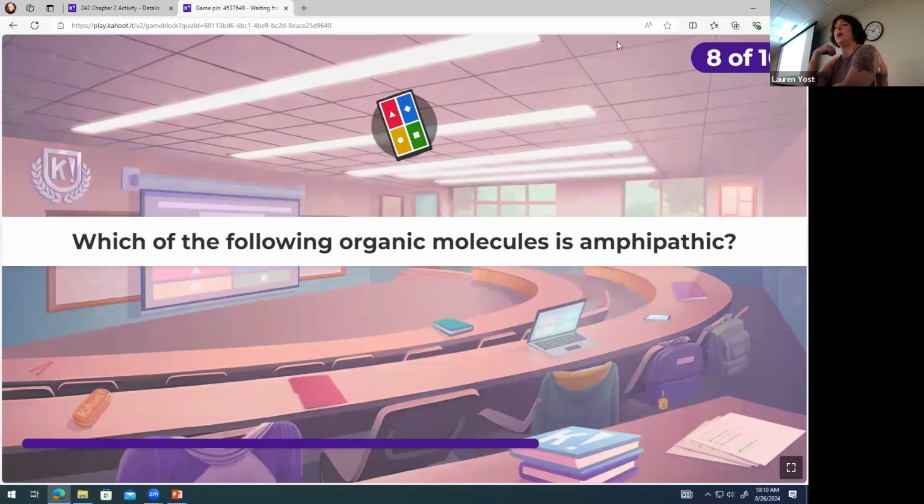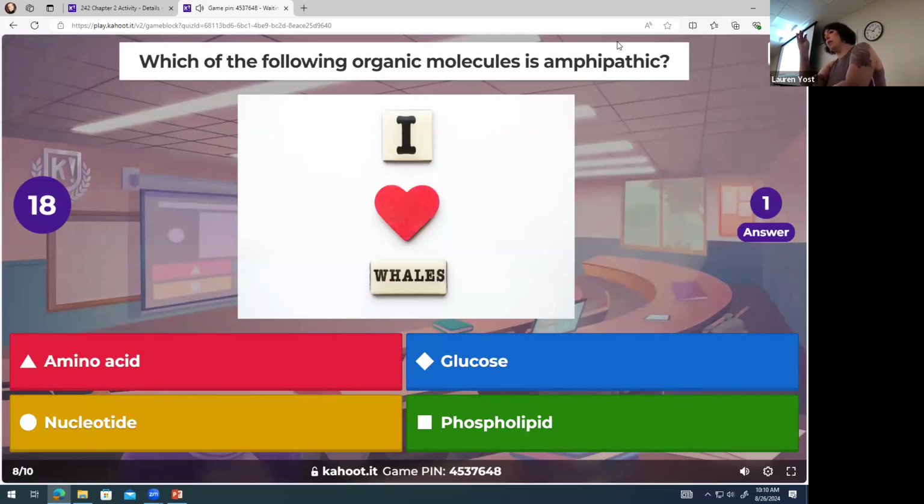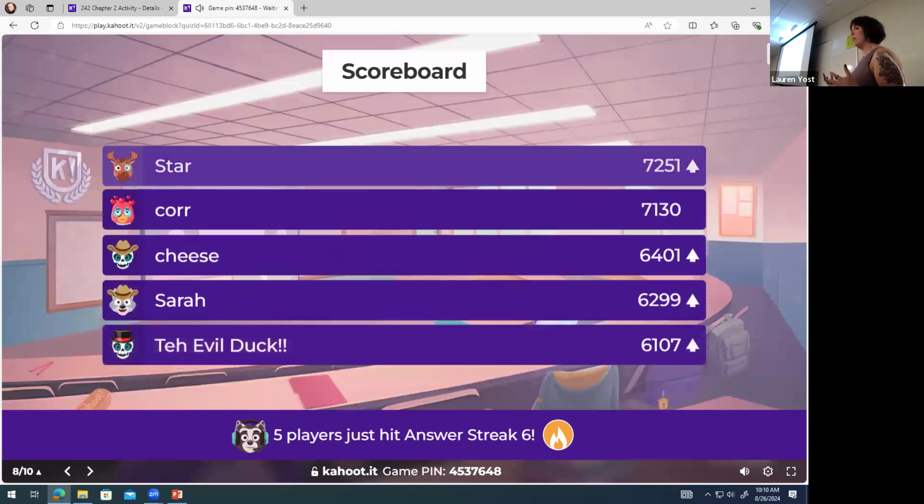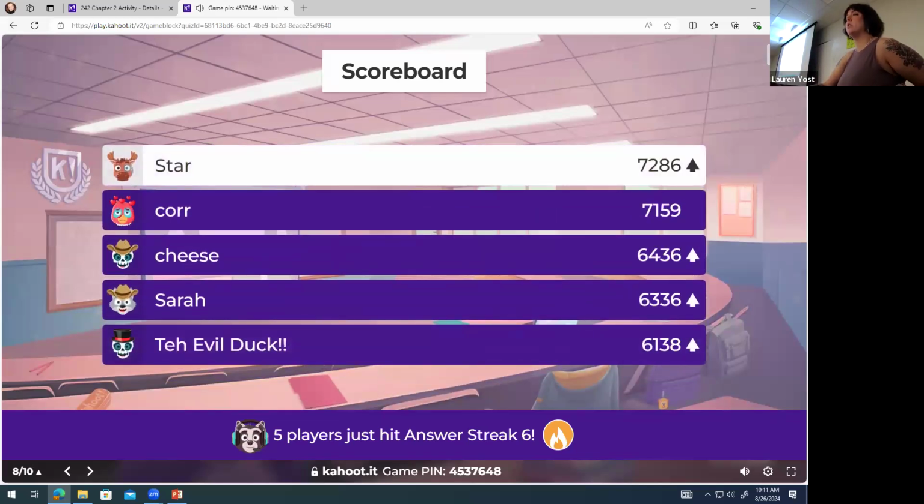All right, which of the following organic molecules is amphipathic? There's one in particular that we talked about. All right, so still majority did get it correct. This is phospholipid. It's that phosphate group, and the lipids are always going to be hydrophobic, water-fearing. Phosphate group is heavy charge on that one. It has 4 oxygens around it. Of course, it's going to be negatively charged.